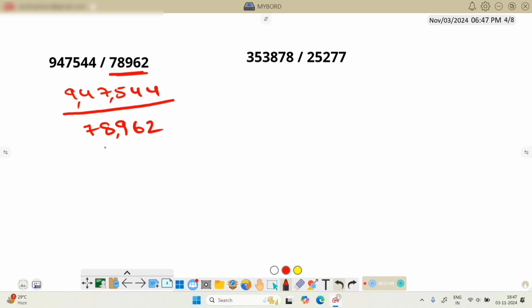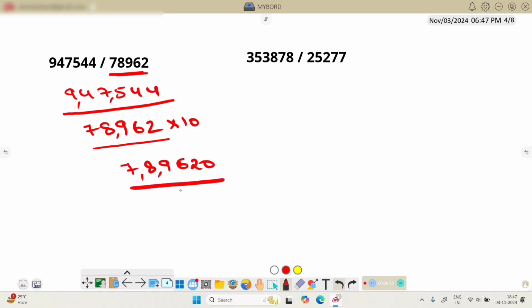So in order to convert the denominator number into lakhs, if you multiply with 10 it will become 7,89,620. Okay, 7,89,620 it will become. So now if you compare 7,89,620 and 9,47,544, if you compare these numbers, they are very near numbers, right? Okay, so your answer should be above the multiple of 10 and below the multiple of 20.